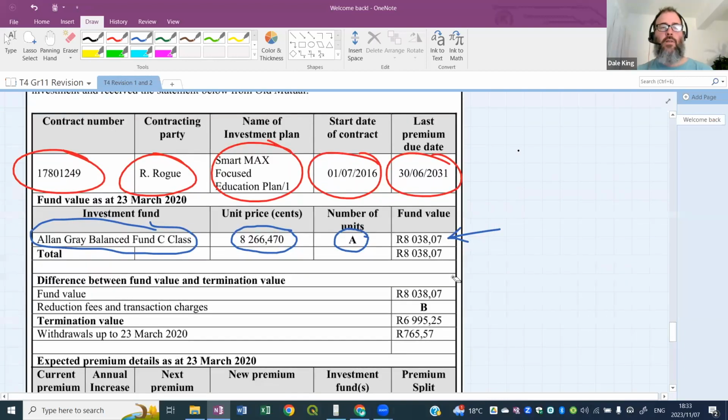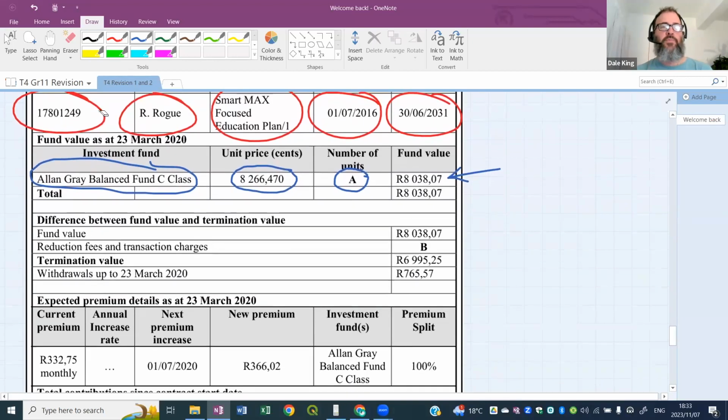Let's go further down. Then we see this line which says difference between the fund value and termination value. So this lady is terminating her investment, and when you terminate an investment, you pay penalties. This is what they're showing Mrs. Rogue now: the difference between the fund value and the termination value. So you're not going to get all your money out, Mrs. Rogue. This is what you should be getting, 8,038 rand and 7 cents. This is the fund value, Mrs.